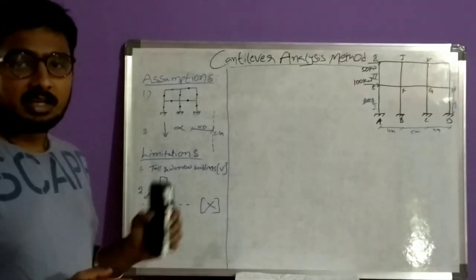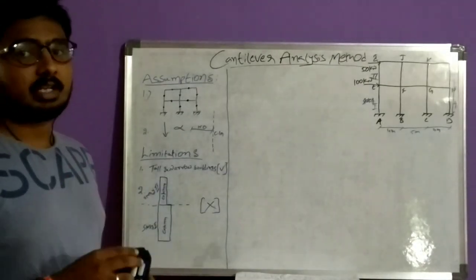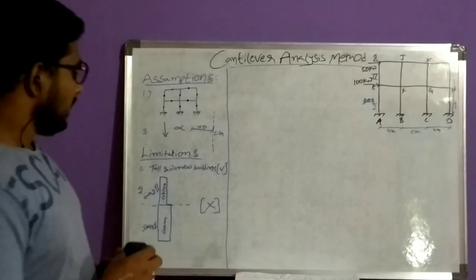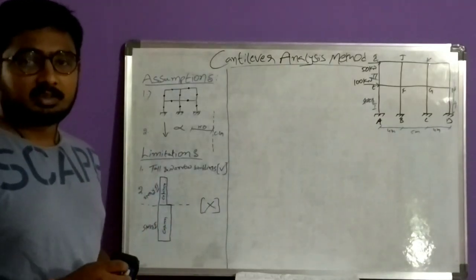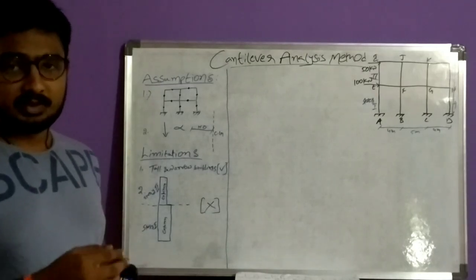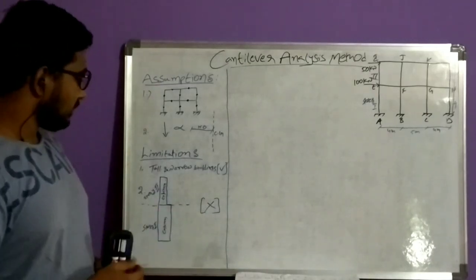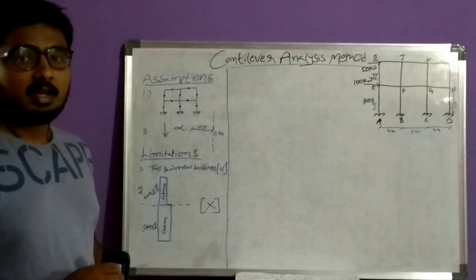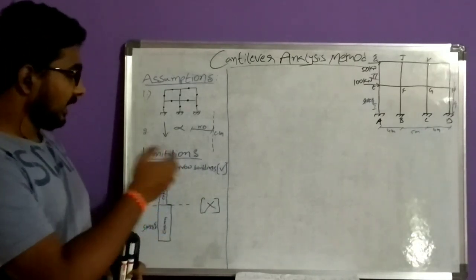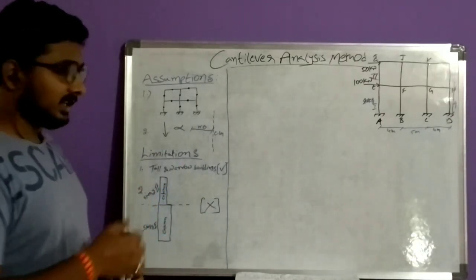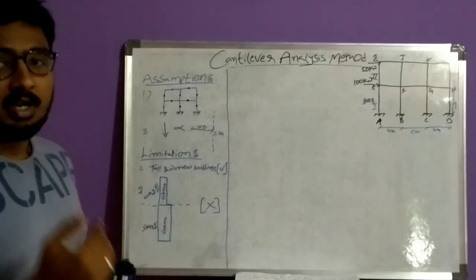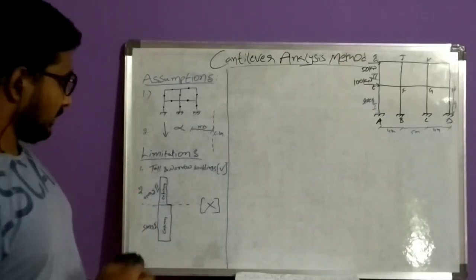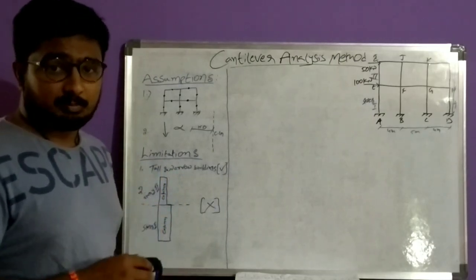Coming to the limitations, the cantilever analysis method also has two major limitations, like the portal analysis method. We saw that the portal analysis method is applicable for shallow structures, not for tall buildings. Here it is the reverse. The cantilever analysis method is mostly applicable for tall and narrow buildings. And the second limitation: if the sectional area of the columns is different from one story to another story, this cantilever analysis method is not applicable.